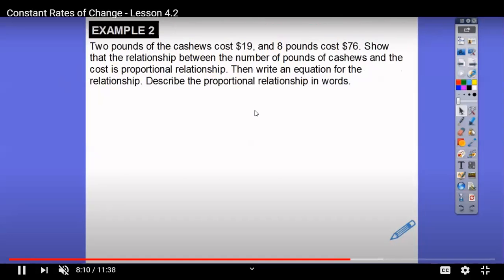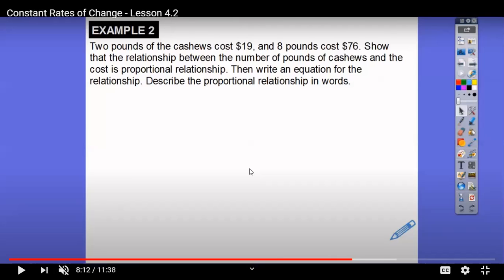Let me give you an example. 2 pounds of cabbage costs $19 and 8 pounds costs $76. Show that the relationship between the number of pounds of cabbage and the cost is a proportional relationship. Then write an equation for the relationship and describe the proportional relationship in words.